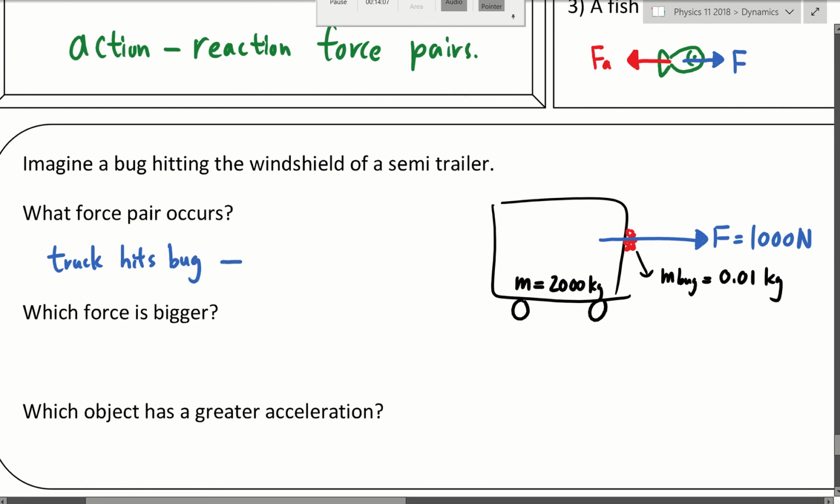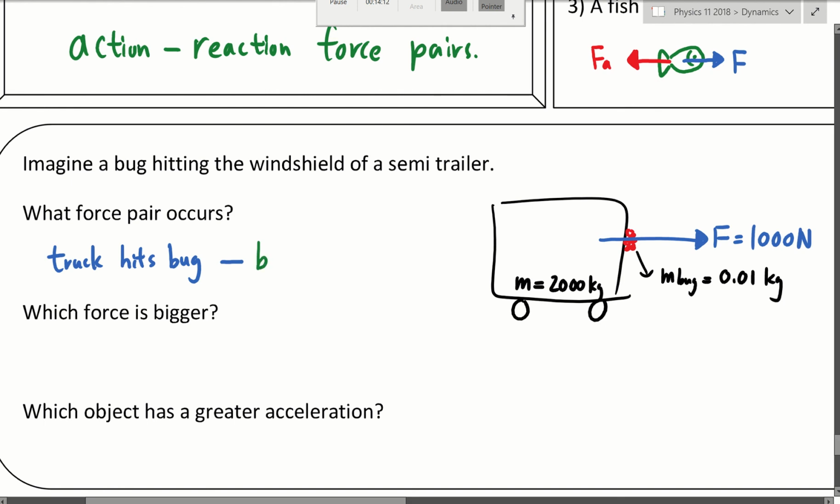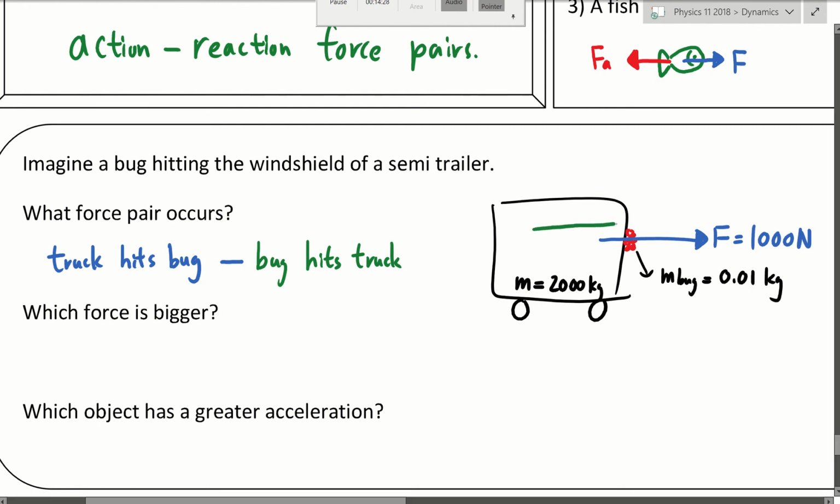Now, but at the same time, the bug also hits the windshield of the truck. Now, sometimes they actually hit so hard that people will have a cracked windshield because they hit like a grasshopper flying in the air, which is very unfortunate, but it happens. Okay, so the bug also hits you back.